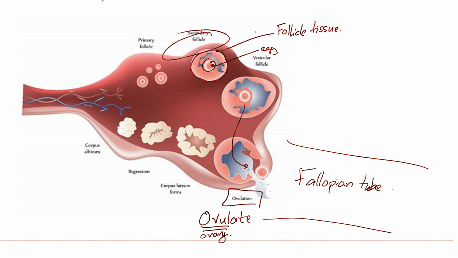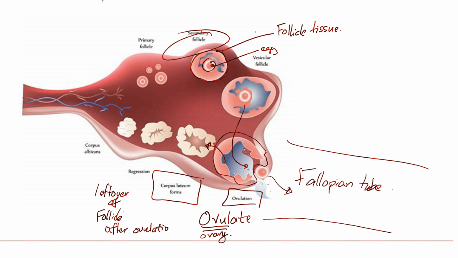So ovulate, release the egg cells into the fallopian tube. Once the egg cells are released out of the ovary into the fallopian tube, the leftover follicle here is going to degenerate into what we call the corpus luteum. So the corpus luteum is the leftover of the follicle after ovulation. So this follicle actually has some functions.